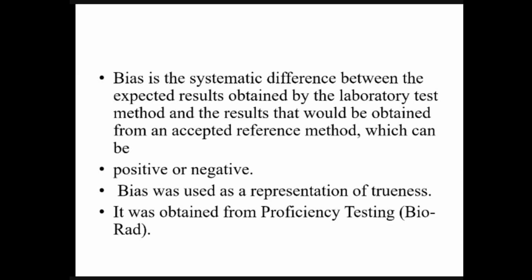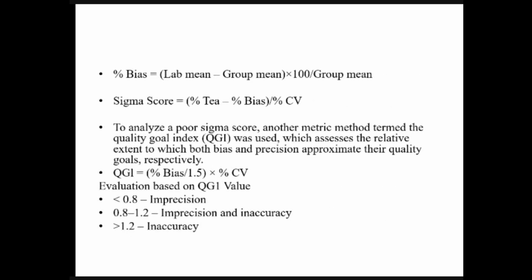Second is bias. Bias is the systematic difference between the expected results obtained by the lab test method and the results that would be obtained from an accepted reference method, which can be positive or negative. Bias was used as a representation of trueness. It was obtained from the EQAS program. So bias we have got from the EQAS program, that is the proficiency testing, and CV percent we have got from the IQC. Percent bias is lab mean minus group mean into 100 by group mean. Finally, the sigma score calculation is percent total allowable error minus percent bias divided by CV percent.